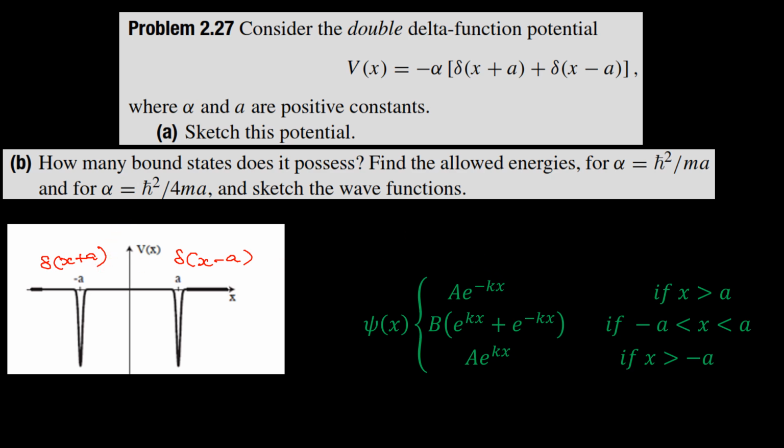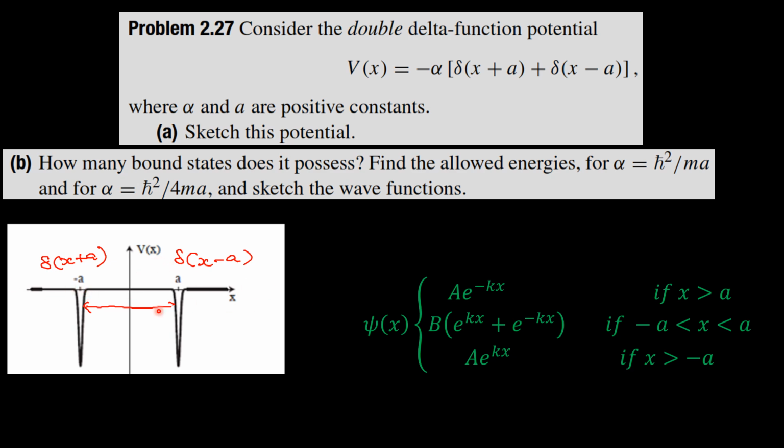Similarly, between these two, that is between minus a and plus a, what will happen? Here the wave function is, let us say, with the same normalization constant for both, B times e to the power kx plus e to the power minus kx, for x between minus a and plus a. And this is by symmetry, we have taken it as an even function. Delta function is an even function. Remember that, keep it in your mind.